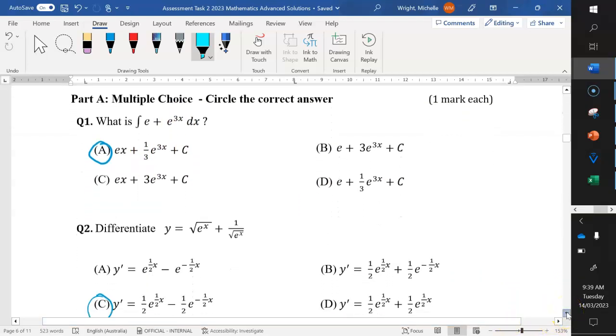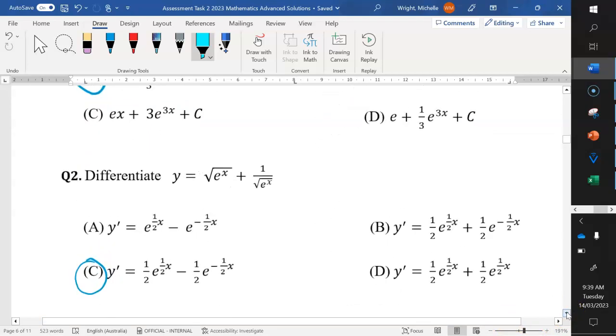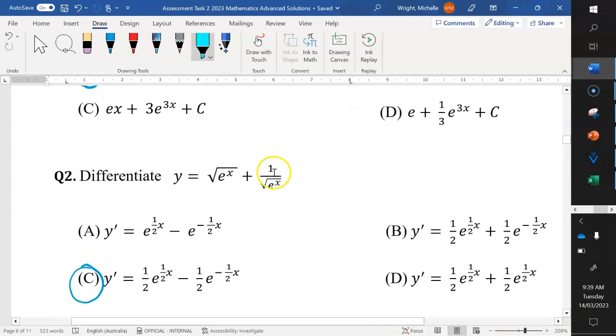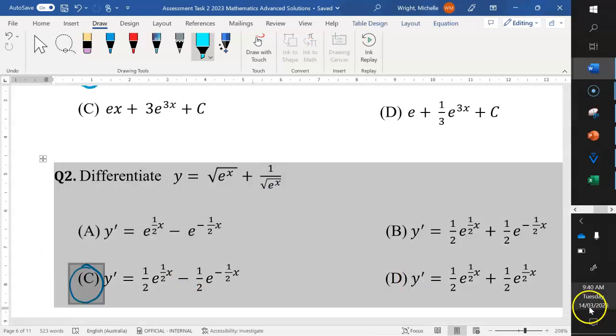Our second one. Okay, so the answer to the second one is C. What I would suggest we do is write this as e to the half x, plus, we don't really need the 1 there, e to the minus a half x. When we differentiate e to the half x, the half comes down the front and we're left with e to the half x. When we differentiate the second part, we've got a minus a half x, so the minus a half comes down the front, hence this part here, and then we're left with e to the minus a half x still, and that's where our answer C comes from for that one.